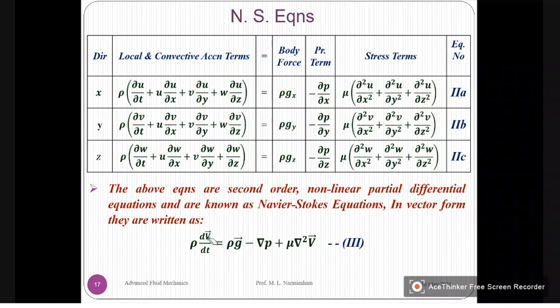See, I have been writing small v here. Now I have corrected it. And rho dv by dt is equal to rho g bar plus delta p plus mu del. This is called the Laplacian, del square of v bar.